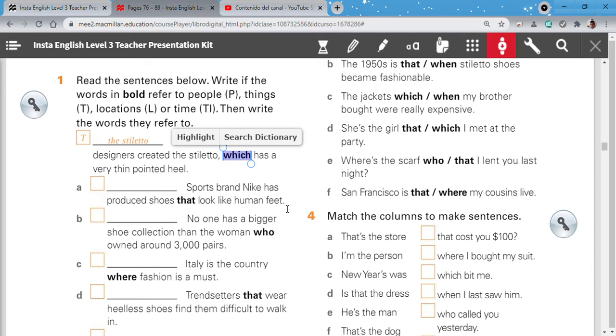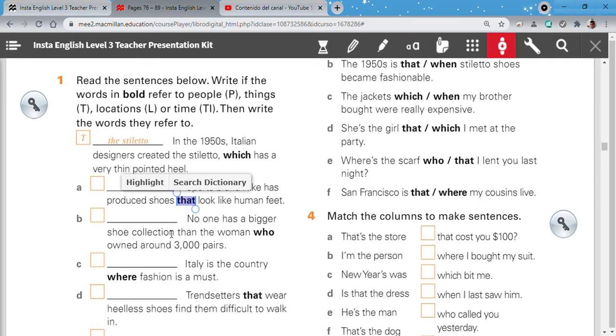Human feet. Okay, refers to people, locations, time. There was people, things, location, time. Sports brand like Nike has produced shoes that look like human feet. We're talking about things, and here the word is shoes. Shoes, sports brand Nike. Okay, so that refers to things. They also refer to people, but we're going to check it later. In this case, things, according to the example.